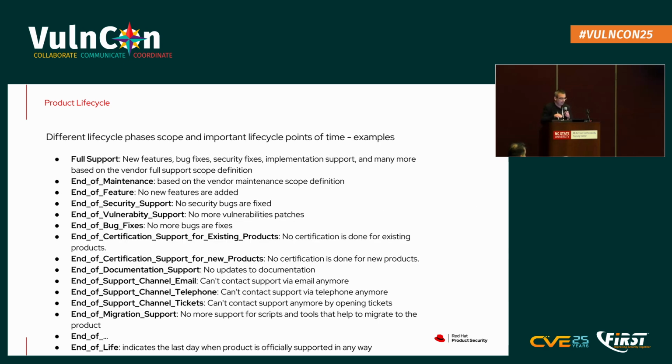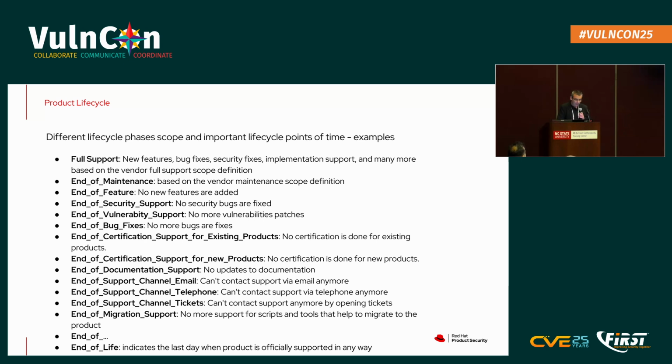We can distinguish many different support scopes, which define the lifecycle phases for that particular product or product version and the associated point in time in the product life. On this slide, I included a sample of possible lifecycle phases. So we can have, for example, a maintenance support phase, which is identified by the end of maintenance support type. But we can also have end of vulnerability support, end of migration support, and many, many more defined by the vendor or owner of the particular product or component.